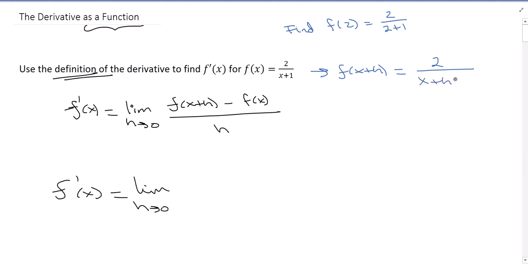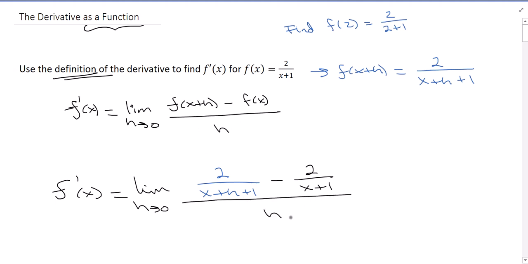f of x plus h, replace the x with x plus h, so it'll be x plus h plus 1. So let's put that in here. f of x plus h is 2 over x plus h plus 1. And then minus f of x. Well, f of x is our original function, so 2 over x plus 1. And the whole thing divided by h.